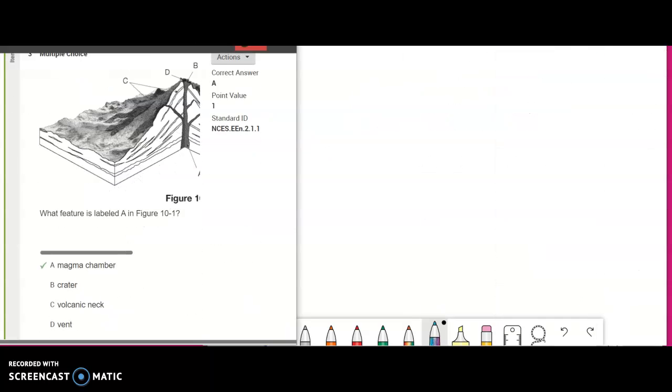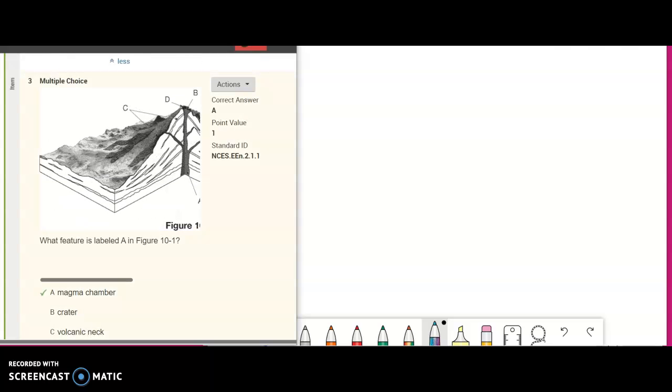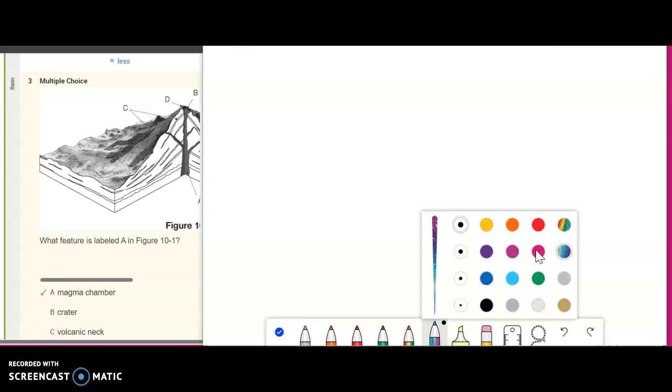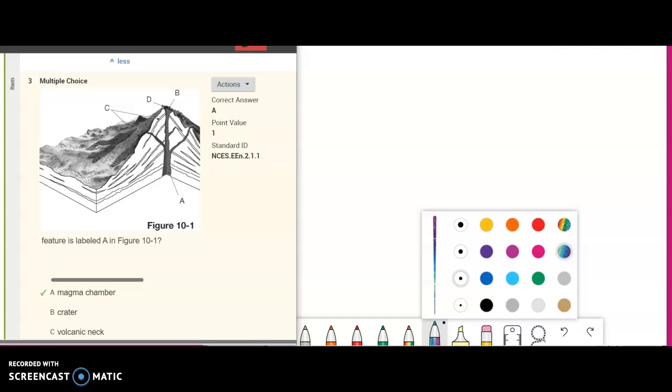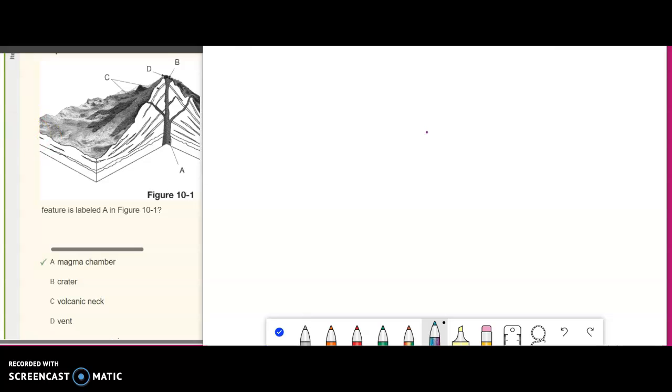Going on to number 3. Let's see if we can look at this diagram. Old diagram. Well, you can see most of it here. If you look at the diagram, you'll see a volcano, and there's different parts of it labeled. Now the question says, what is A? Now A is right here at the opening of the volcano. So your answer choices are a magma chamber. Now if you're looking at your volcano, it looks like this. Here's your magma chamber.